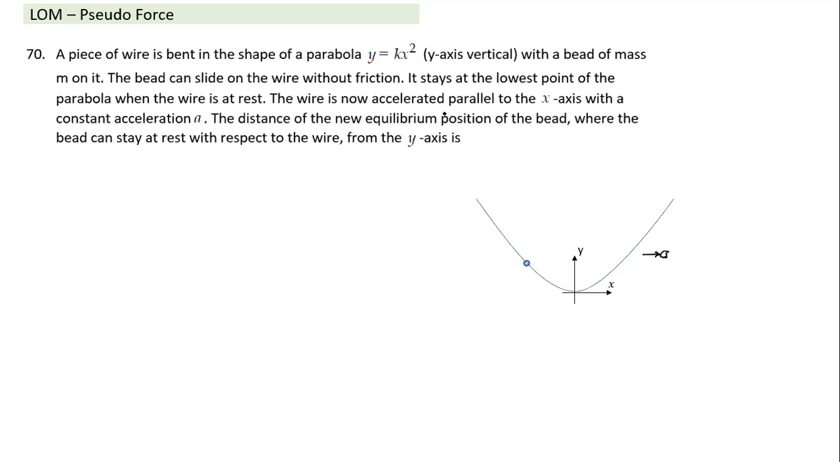If we give an acceleration parallel to the x-axis equal to a, what is the new position of equilibrium with respect to the wire? So what we need to find here is the distance, the new position from the y-axis. We need to find this distance. What is this distance? X, where it will come to rest, and there it will have a certain y coordinate also. So that's what we need to find.